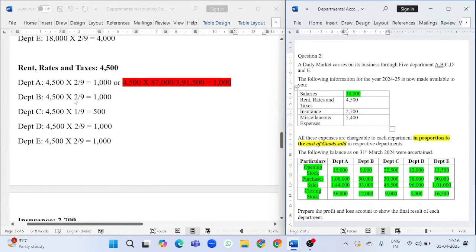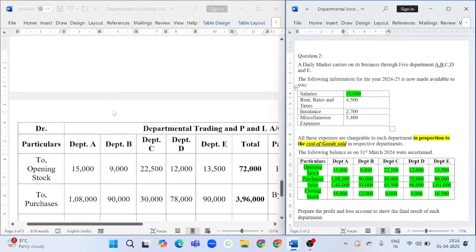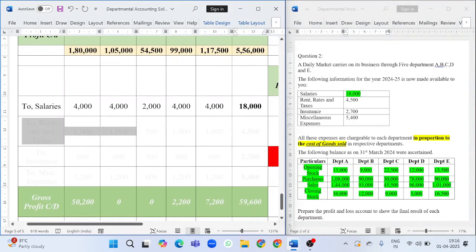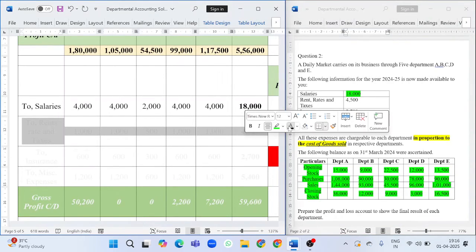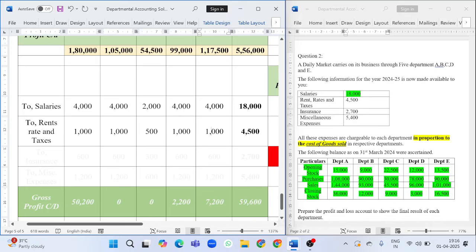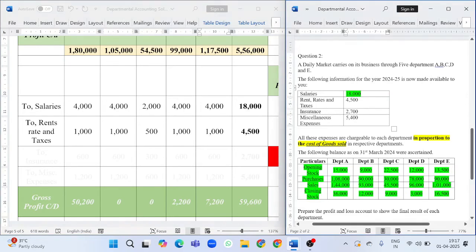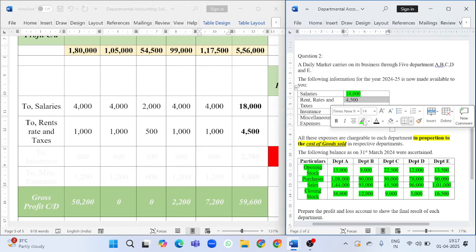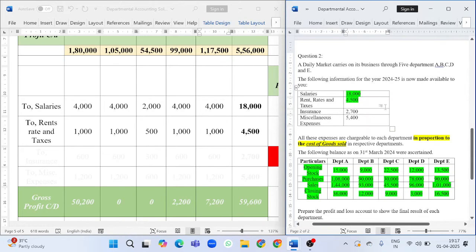The next expenses are rent, rates and taxes. Here also for departments A, B, D and E it is 1,000 each, and for department C it is 500. Let us put it here. So for rent, rates and taxes, departments A, B, D and E it is 1,000 each, and for department C it is 500 rupees. Clear? So when you see the total, again it is getting matched with their question, right?